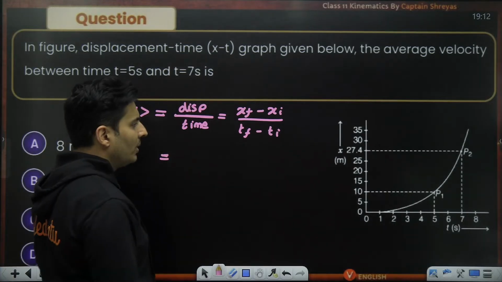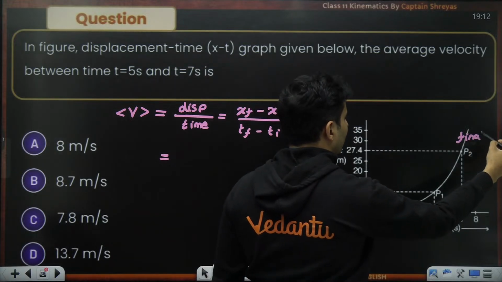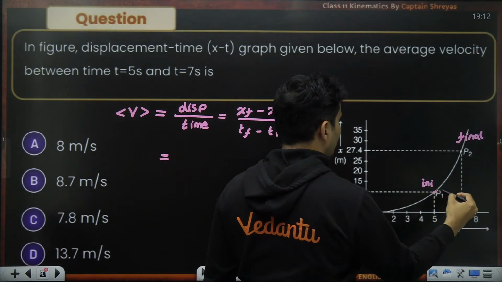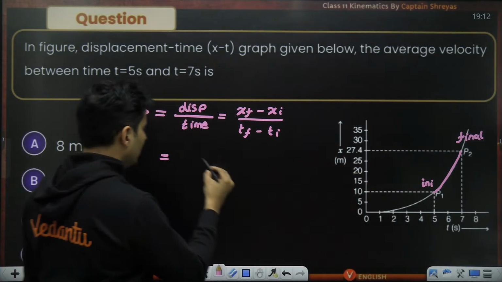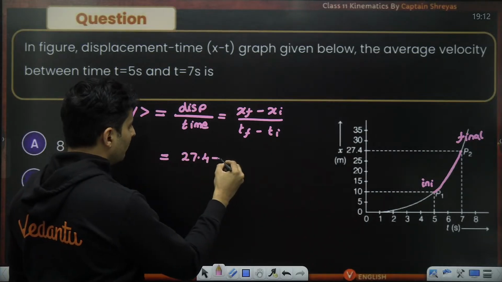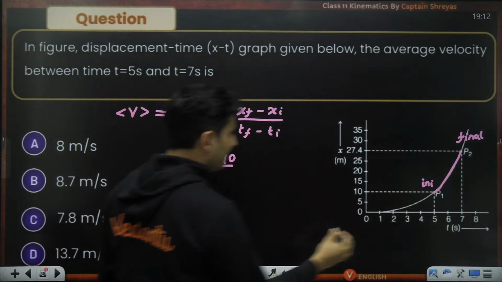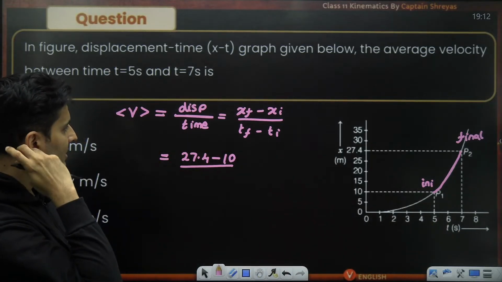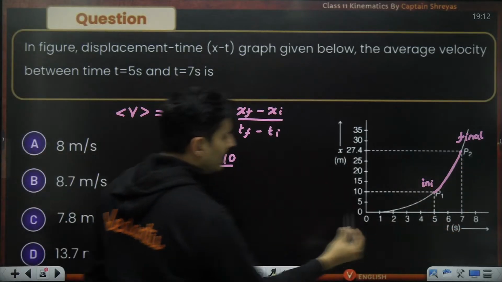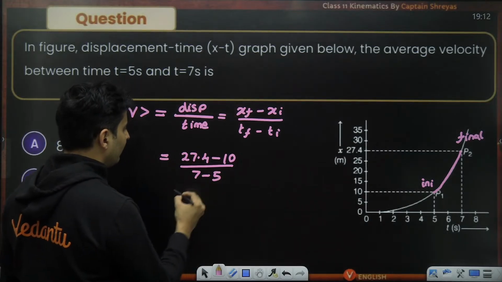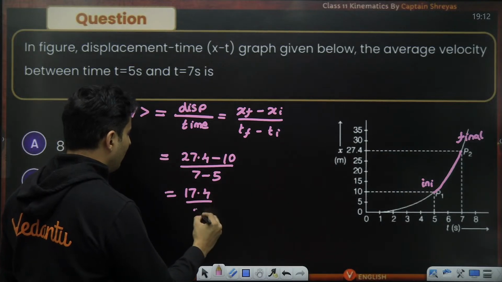Okay, so what is final and what is initial over here? This is basically your final, this is basically initial. So during this duration, you are trying to find out everything. So the final position is 27.4 minus initial position is 10, whole thing divided by final time is 7, initial time is 5. So 7 minus 5, everyone. So what will this be? 17.4 divided by 2.